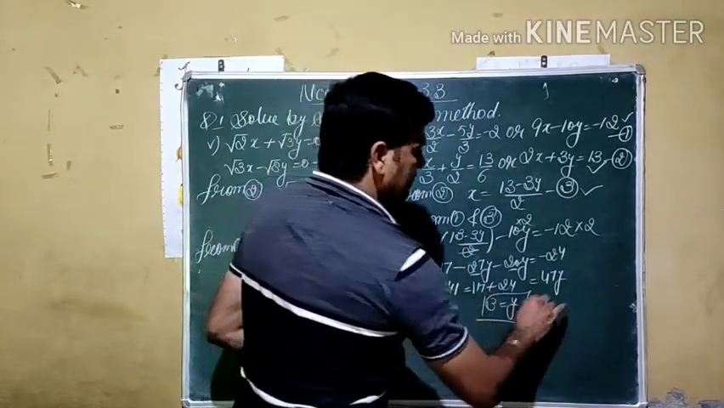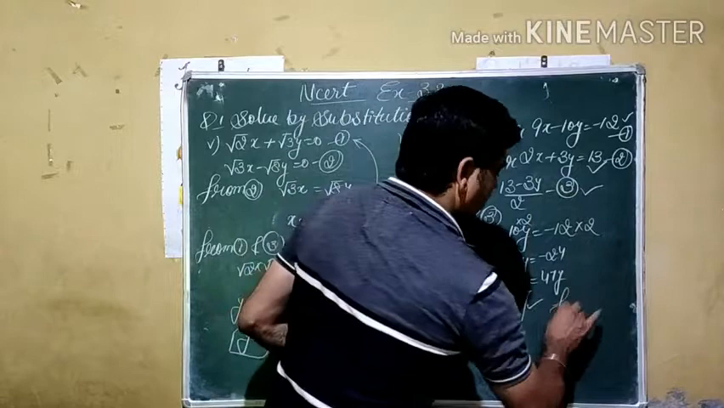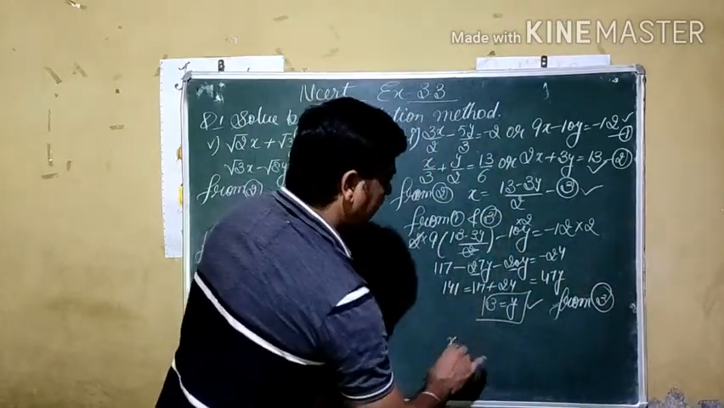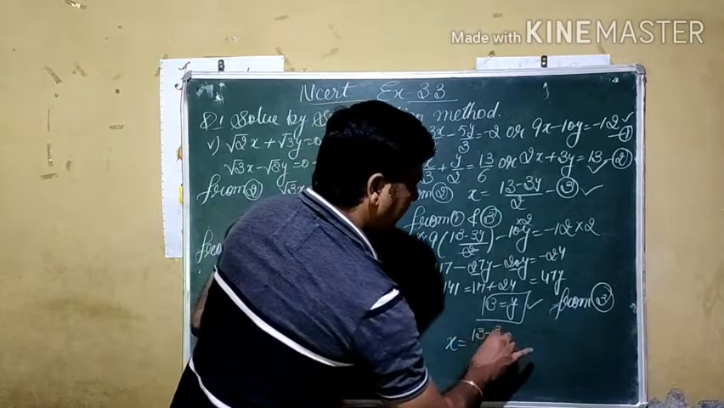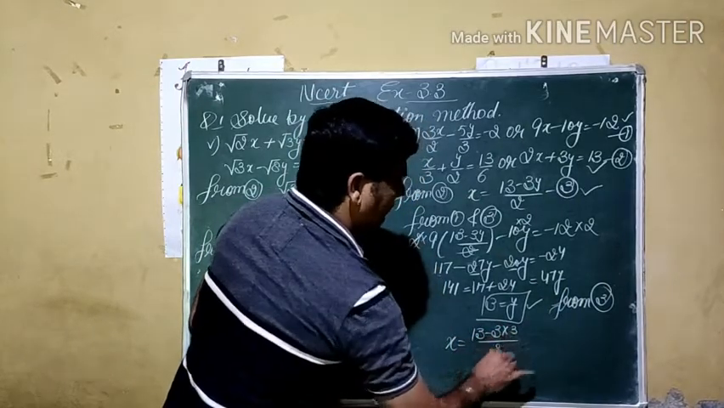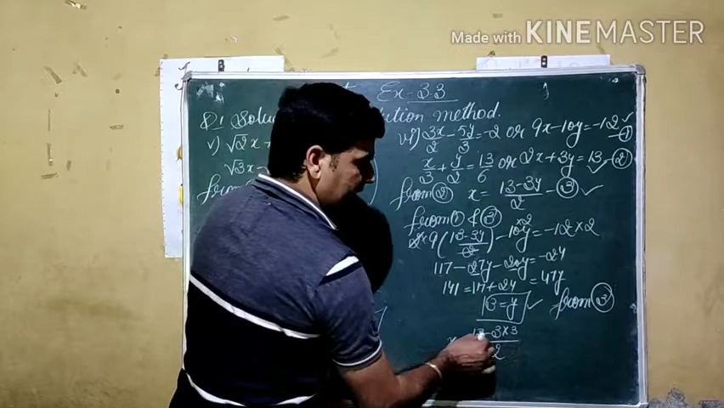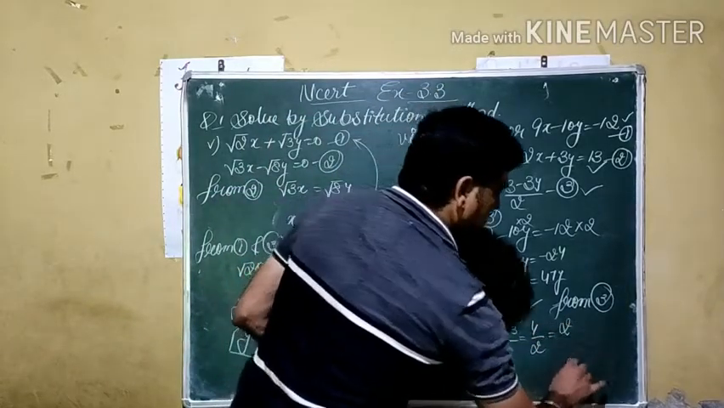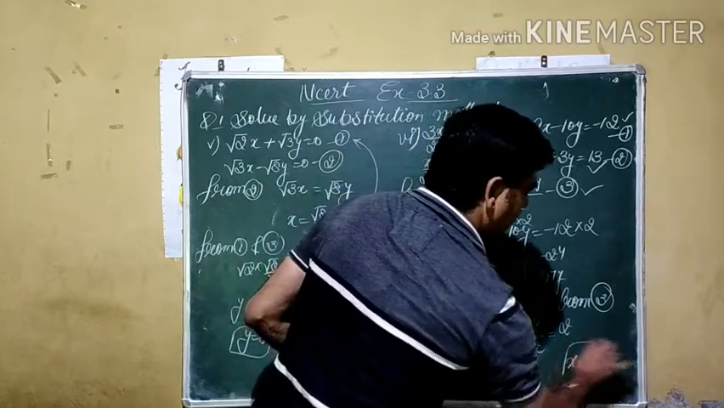Now, using this value in 3, we can get the value of x. X is given by 13 minus 3 times y divided by 2. If you see here, 3 threes are 9. 13 minus 9 becomes 4, divided by 2, it gives us 2. So the value of x becomes here 2.